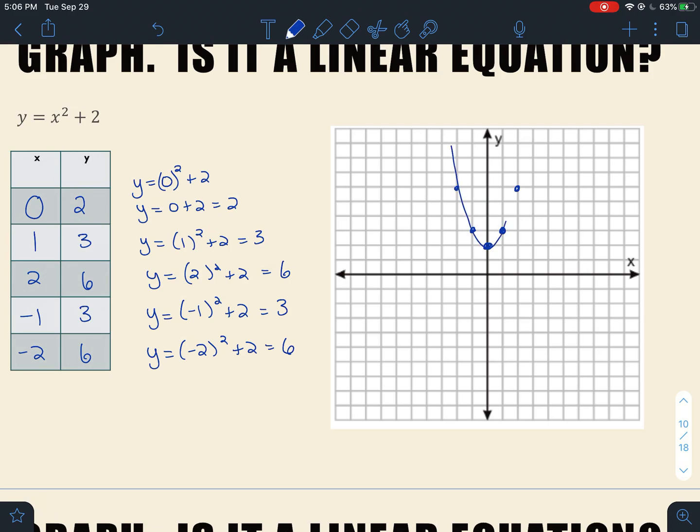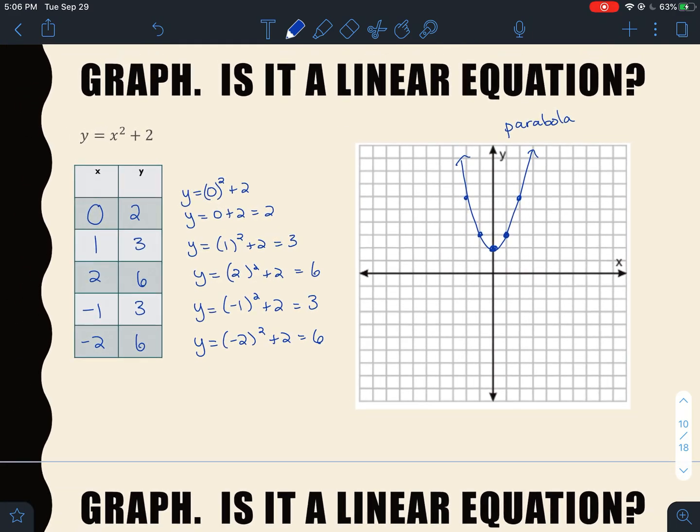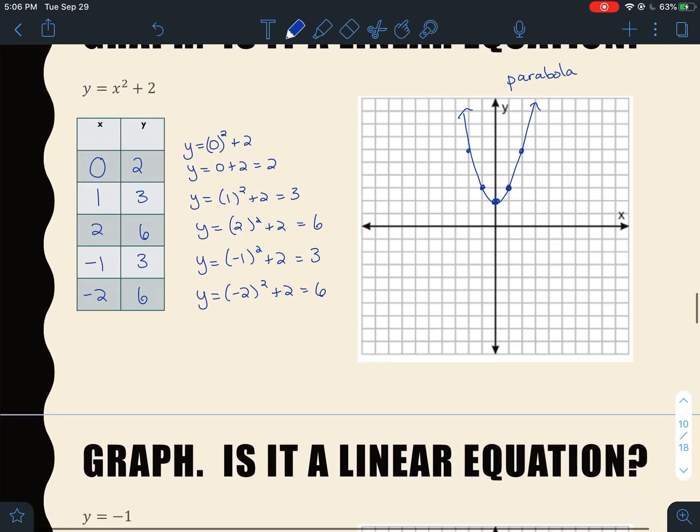So notice this is forming that same U shape as the one that I showed you in that example. This is called a parabola. So when you form a U when you graph, we call that a parabola. So when you graph y equals x squared, it's always going to make that U shape.